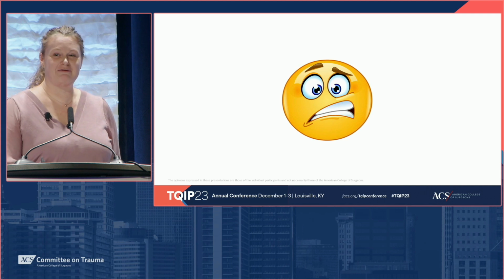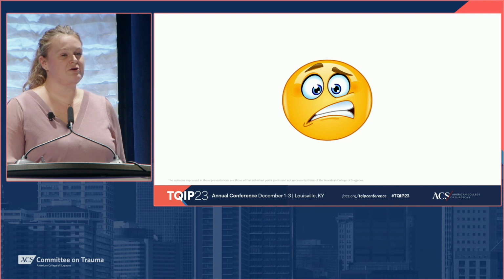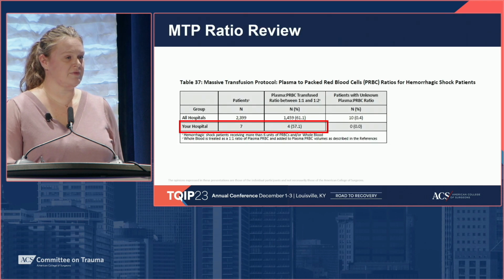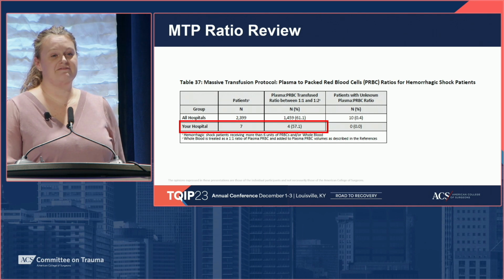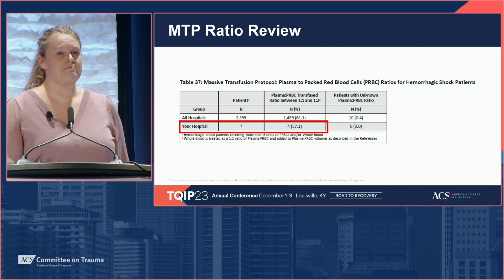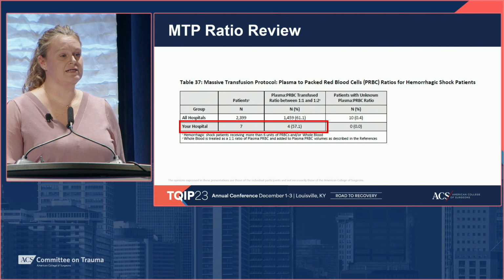So since then, we have revised our data source hierarchies for these variables and are happy to report that our unknown rates are now in line with all hospitals. So next, let's look at our MTP recommended ratio review. We had 7 patients in hemorrhagic shock, and 57% of those met the recommended transfusion ratio of plasma to PRBC of 1:1 or 1:2. This required a deeper dive into the data.